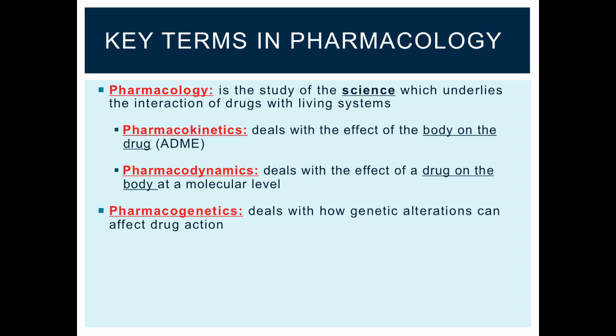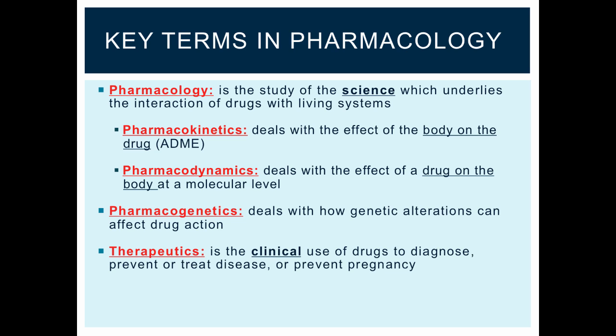Then we have pharmacogenetics. That's another term that we should be familiar with. Pharmacogenetics deals with how genetic alterations can affect drug action. We'll see this come into play when we talk about metabolizing enzymes called cytochrome P450s, which are different between individuals. So there are genetic differences between individuals that guide how they metabolize drugs and how they react to certain types of drugs. Then we have the term therapeutics.